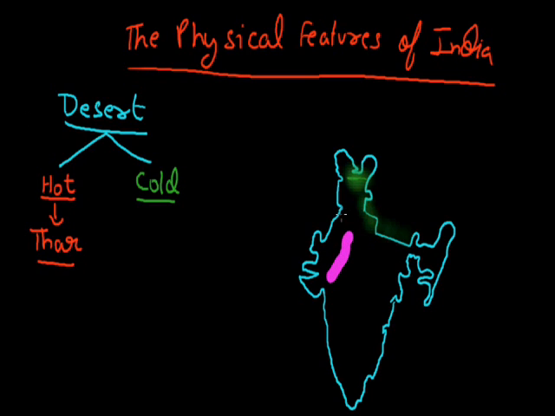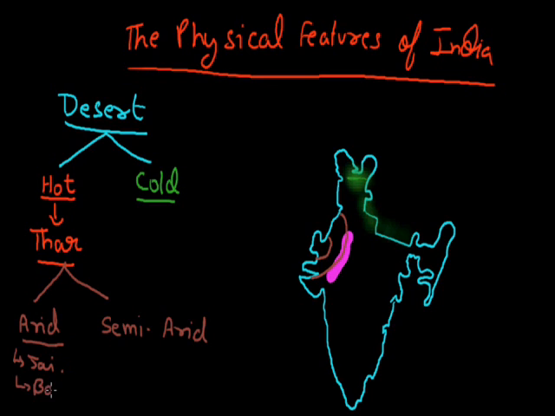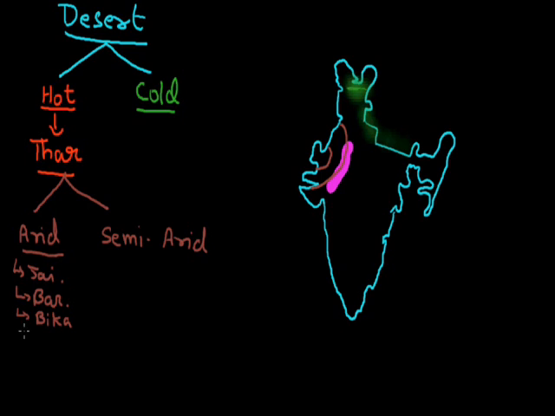Aravalli range. Now again, we divide the desert part into two parts. The Thar desert is divided into the arid and the semi-arid regions. In the arid region, three districts of Rajasthan basically come. They are Jaisalmer, Barmer and Bikaner. In this part we will see sand dunes.